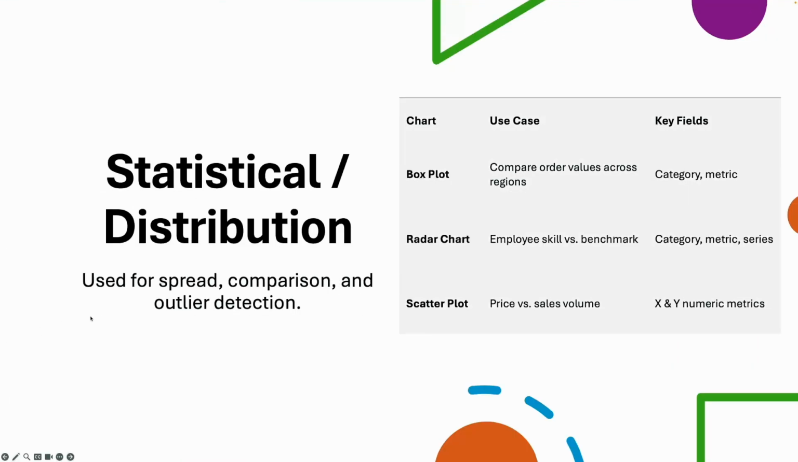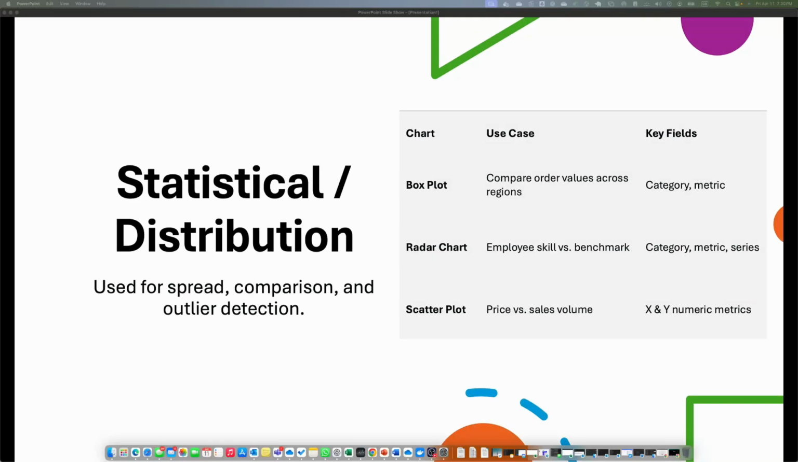Next, we have statistical distribution charts, which are mainly used for comparison, spread, and outlier detection. The first one is the box chart, which can be used for comparing order values across regions, and it helps you identify the outliers. It mainly visualizes data distribution, quartiles, and outliers. You can compare, for example, order value distribution across regions.